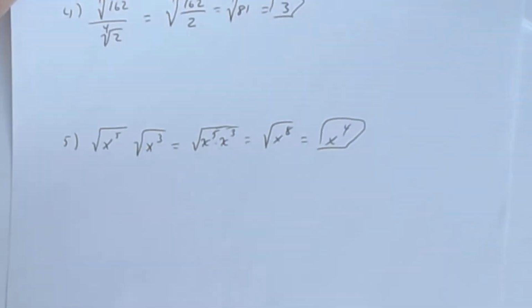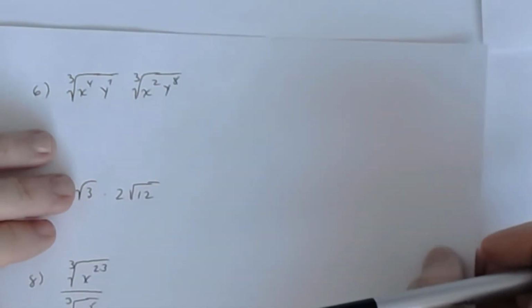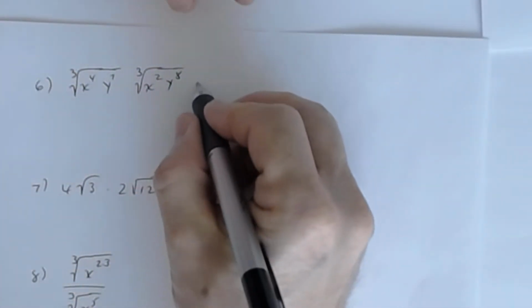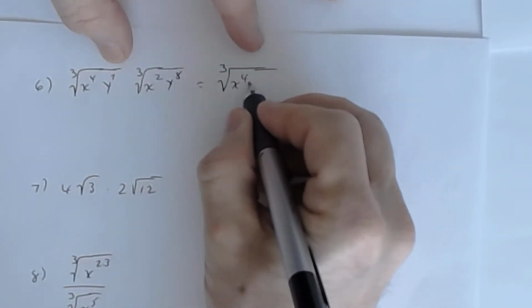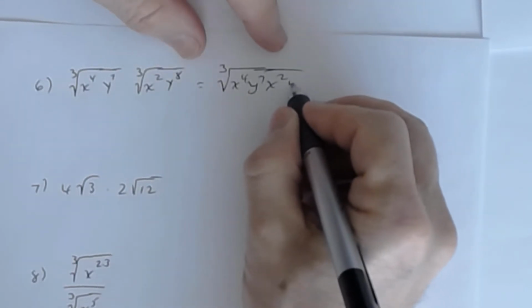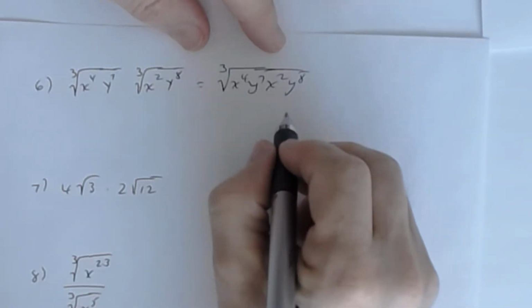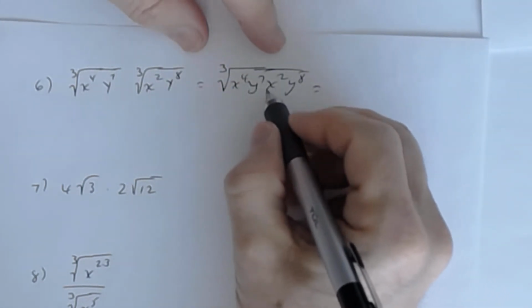Okay, let's look at number 6. Here we have the product of cube roots now. So that becomes the cube root of x to the 4th times y to the 7th times x squared times y to the 8th. Again, you could have skipped that step, by the way. And x to the 4th times x to the 2nd is x to the 6th.